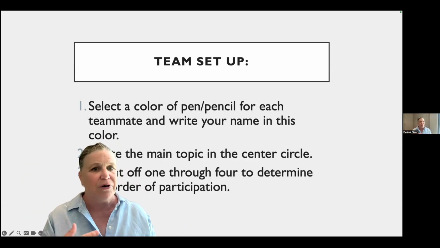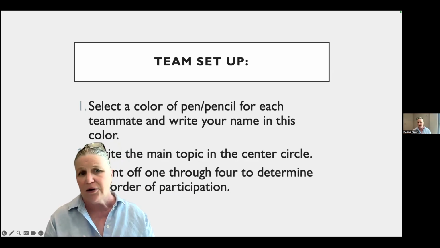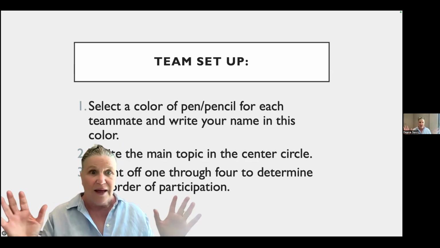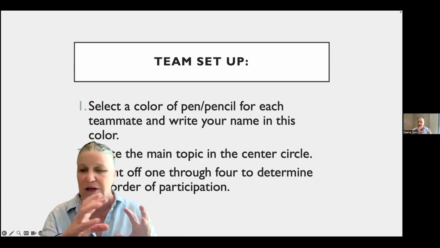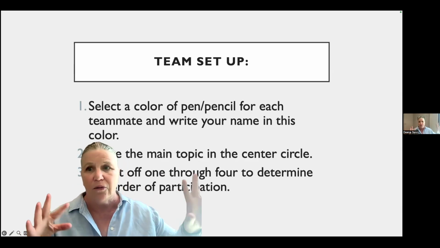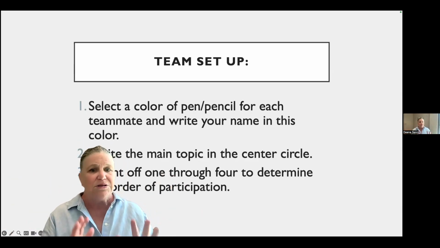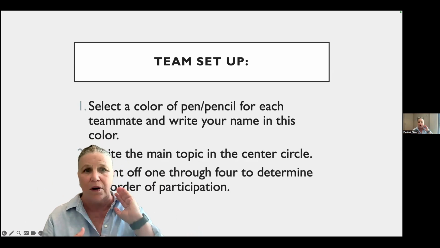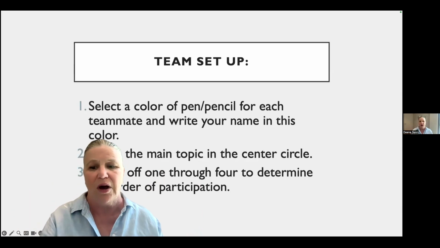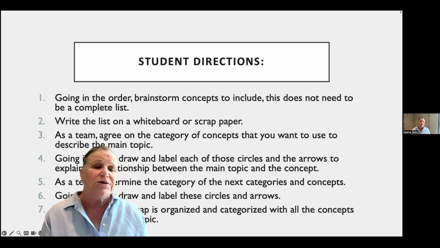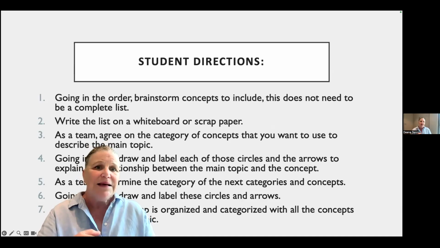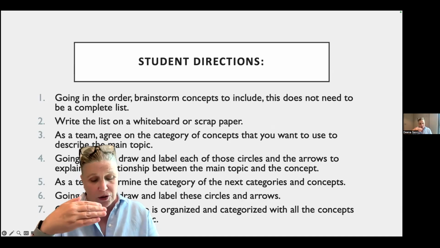So the team setup is pretty basic: they're just going to pick their own color. They're going to write the main topic in the center, and they're going to count off to 4. That should take, what, 10, 15 seconds? It should not be time consuming. No roles, no going into detail, just count off to 4, everybody a different color, and we're moving on to the next thing, right?